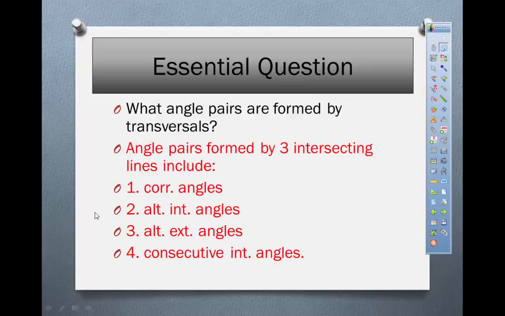So we're finally up to our essential question. What angle pairs are formed by transversals? Well, we have corresponding angles, alternating interior angles, alternating exterior angles, and we have consecutive interior angles. So all we're doing in this first lesson is practicing identifying these types of angles, because we're going to build on this in the next section. We're going to learn some theorems about these types of angles, especially if we have parallel lines. Some special situations come up. So stay tuned for tomorrow for the next lesson.